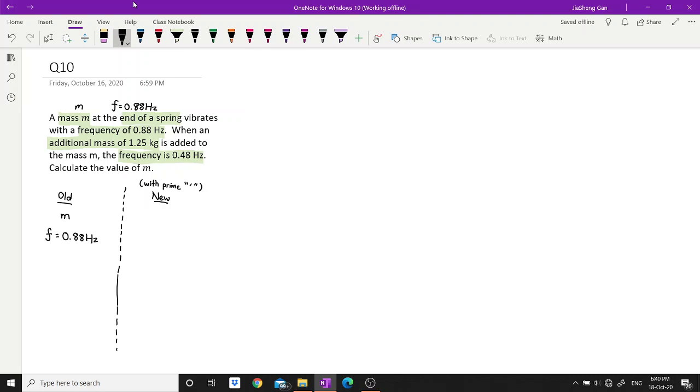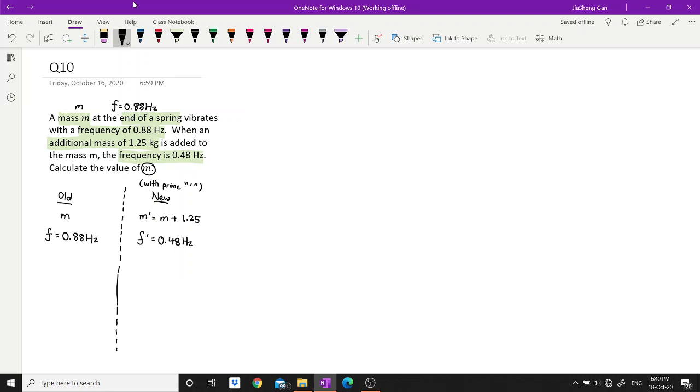How about the new situation? The new mass, we call it mass prime, is the old mass plus 1.25 kg, because it's an additional mass of 1.25 kg. And the new frequency is F prime, 0.48 Hertz. So the frequency reduced from 0.88 Hertz to 0.48 Hertz. So this is the information being given in this question. Now they ask you to calculate the value of M.